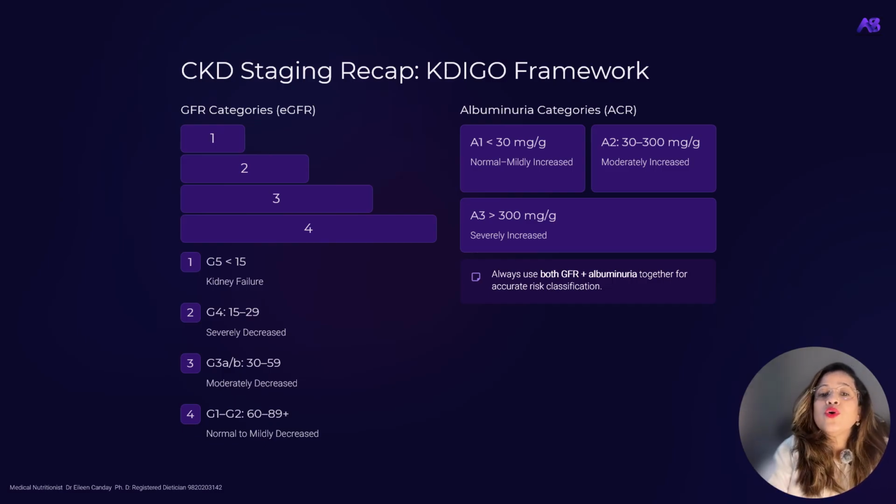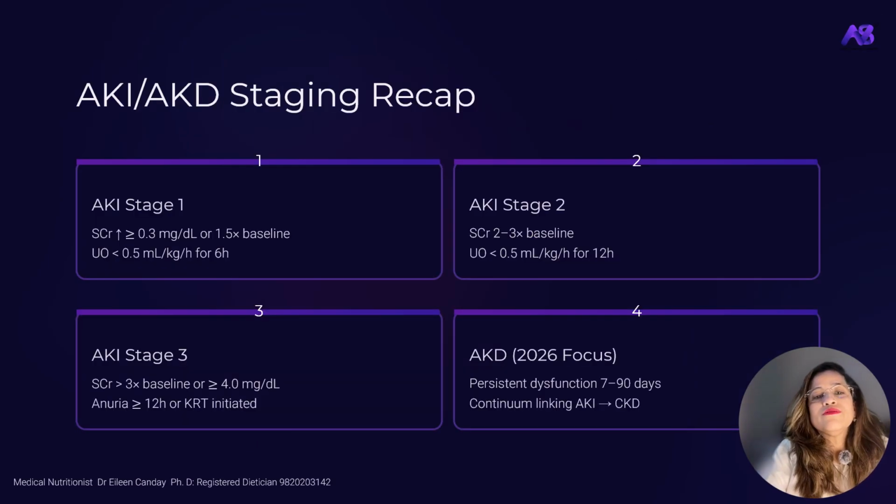Also, you need to look at the albumin categories, right from A1, where there is normal to mild increase, that is under 30 mg per gram. A2 is moderate and A3 is severe. This is just a sum up of what we did in the first slide.